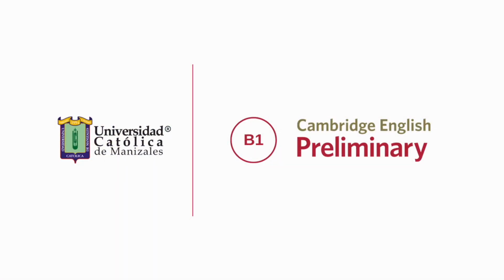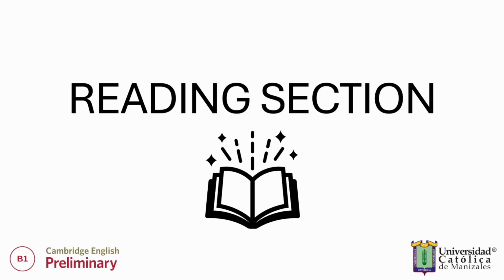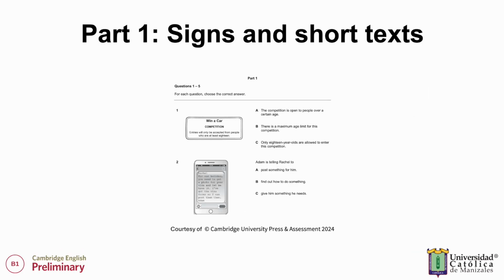There are 6 parts in the reading section. Part 1. Signs and short texts. In this section, you'll be looking at short texts such as signs and messages, postcards, notes, emails, and labels.